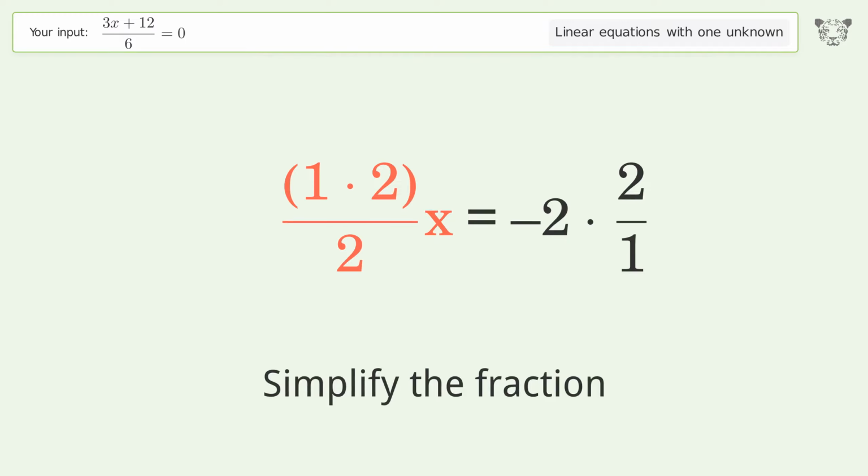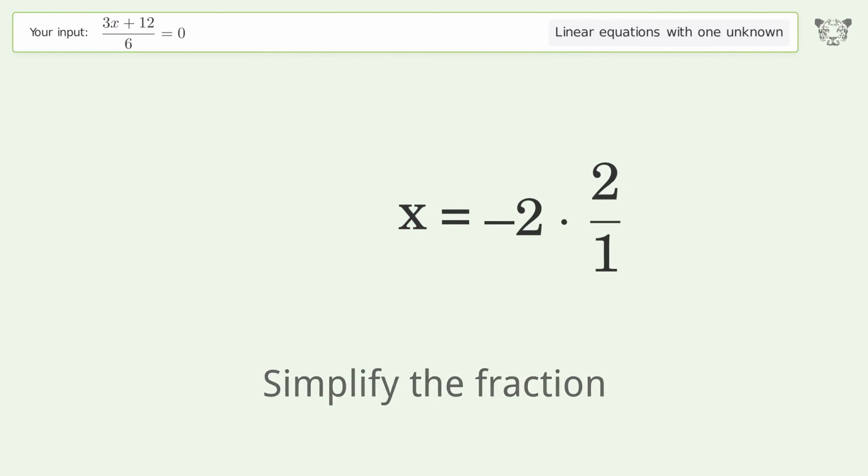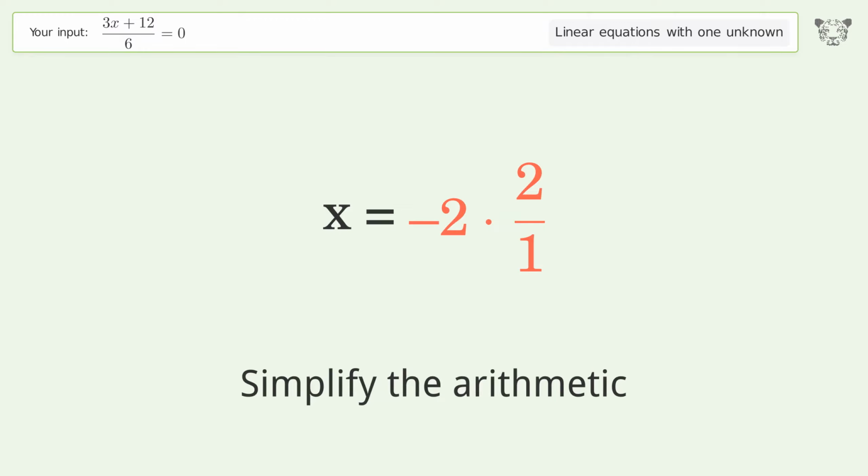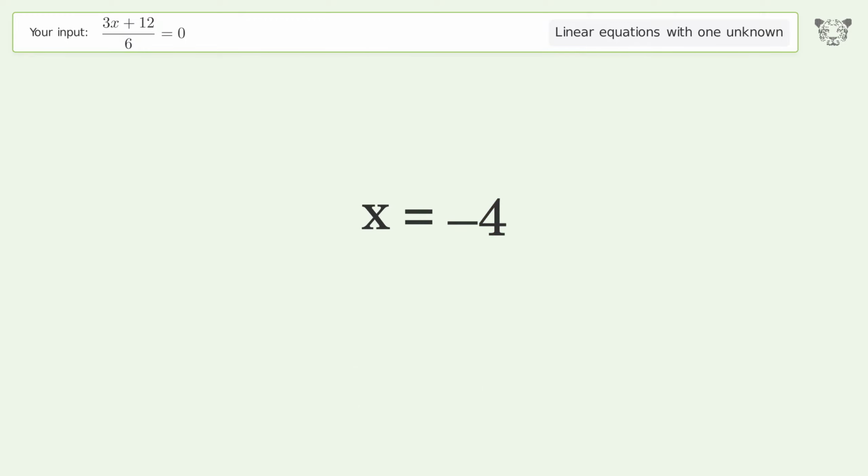Simplify the fraction. Simplify the arithmetic. And so the final result is x equals -4.